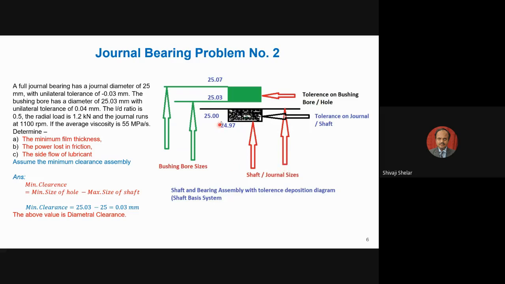Similarly, we are using a bush having a hole here. So what is the hole size of that bush? They have given the bushing bore diameter. The bore diameter is 25.03. So the reference line here is at 25.03. So it is greater than 25, so it is coming here, 25.03.